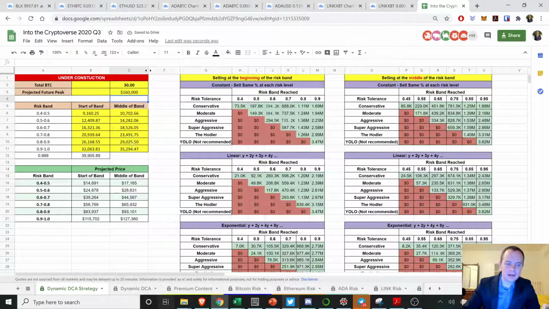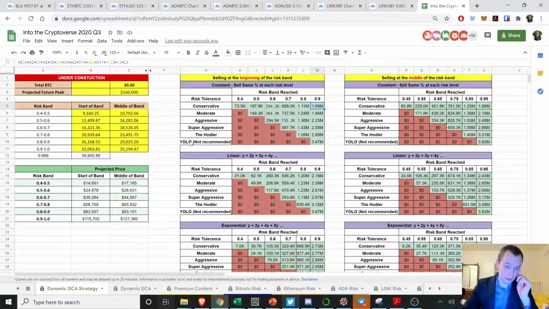And then it tells you, based on projected prices at different risk levels, if you sell according to various strategies, this is how much you would make. And it's cumulative. So selling at 0.4, you'd be at 73.5. Selling at 0.4 and 0.5, you'd be at 197, and so on and so forth. You'd be at 1.69 million by the 0.9 risk level if you wait.